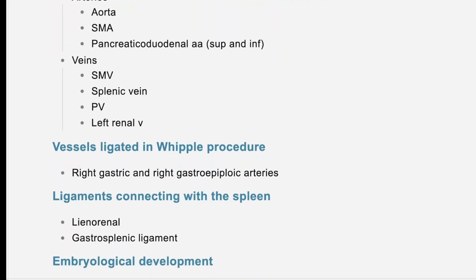Embryological development of the pancreas: it develops from the hepatic diverticulum, which gives the ventral bud, and that develops the lower part of the head, the uncinate process, and the accessory pancreatic duct. The duodenum gives the dorsal bud, and this will develop the head, neck, body, and tail, and also the main pancreatic duct.